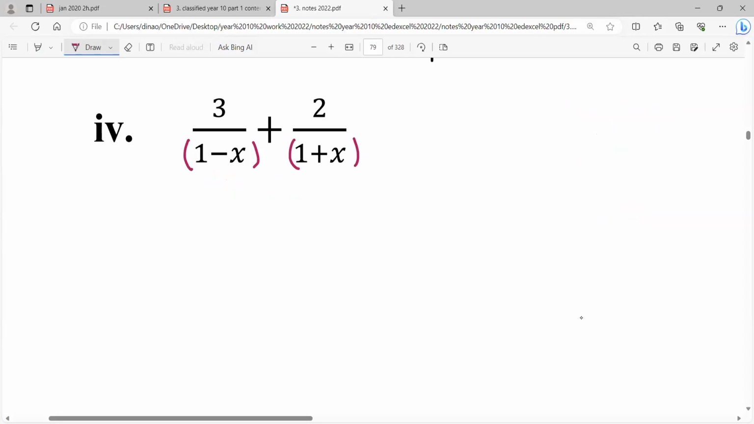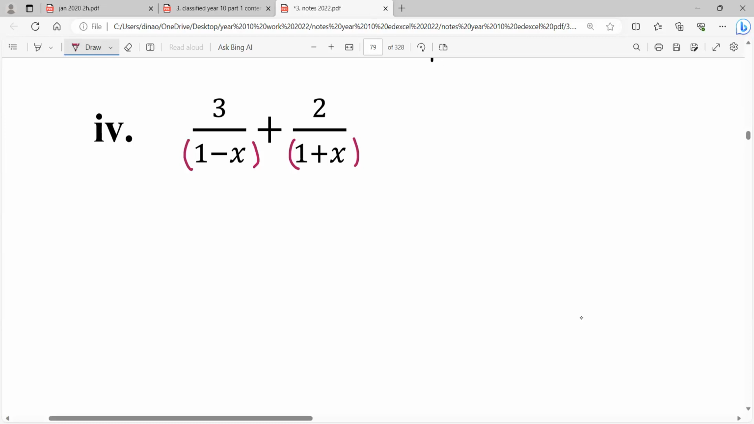And then you ask yourselves, what can I do? What can I do in both these fractions? Is there a bracket that I can expand? Is there factorization to be done? No, there's nothing I can do. Then I move on to the same denominator step.